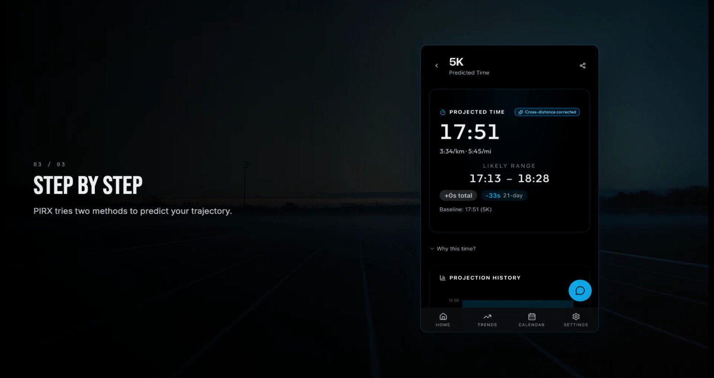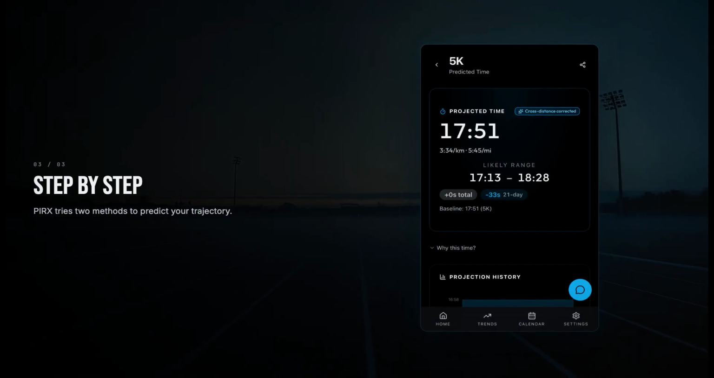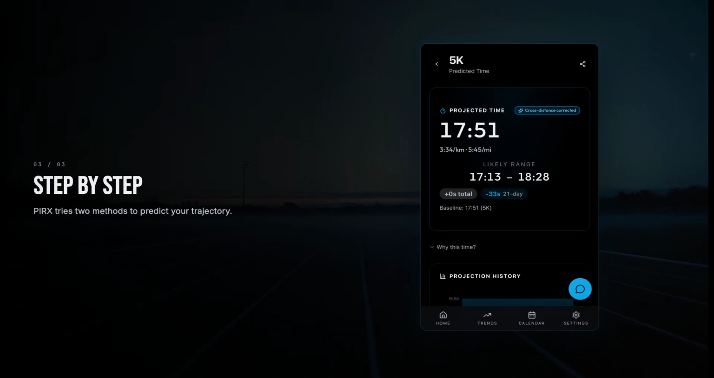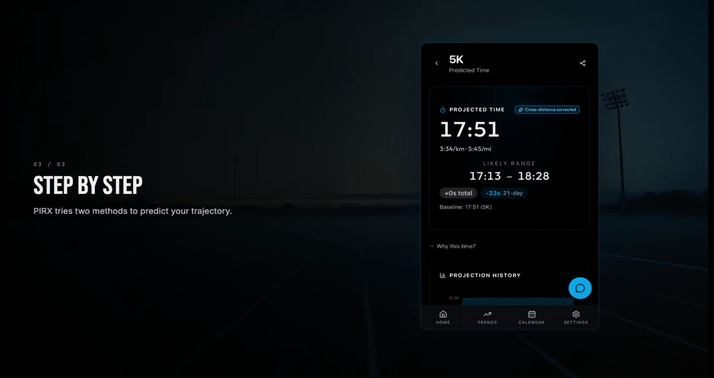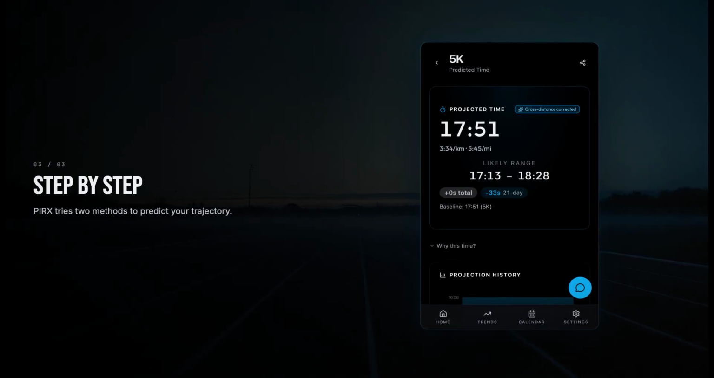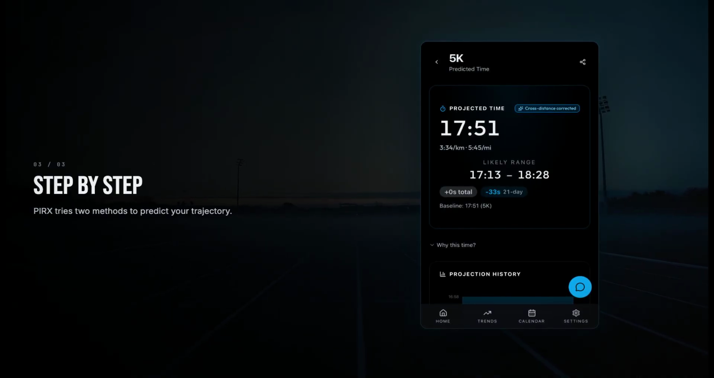PIRX tries 2 methods to predict your trajectory. The primary method uses dynamic time warping, DTW. It divides your training history into 14-day blocks, creates a fingerprint for each block: distance, duration, pace, heart rate. It normalizes the values and finds the 3 most similar historical blocks using DTW distance.